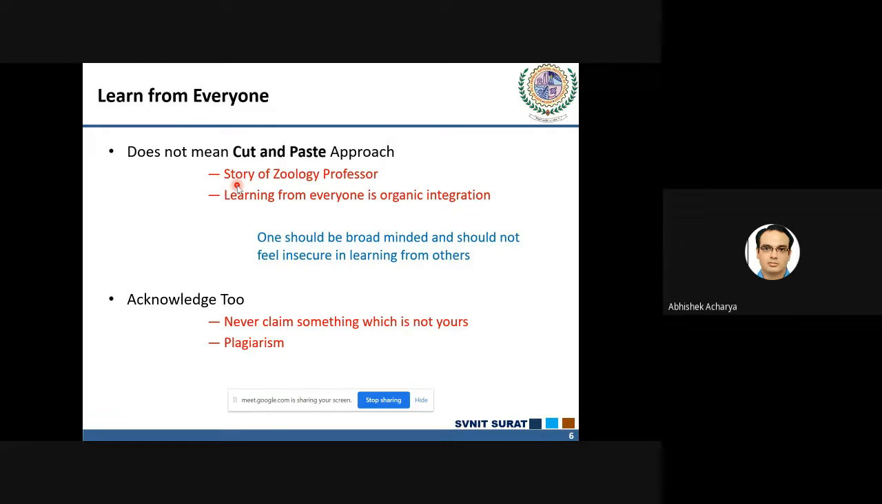Similarly, in the research domain, this term is very popular: plagiarism. What is the meaning of plagiarism? When you copy much content from others. These kinds of practices should not be followed in the process of design thinking, because otherwise you will not be able to come up with a novel idea. That is why the concept of follow no one, learn from everyone is very important from the design thinking perspective. I'll try to correlate this with some examples in my subsequent slides, but learning from everyone doesn't mean that you will start following that particular person. Ultimately, you have to develop your own style of teaching. So this is a very important aspect.